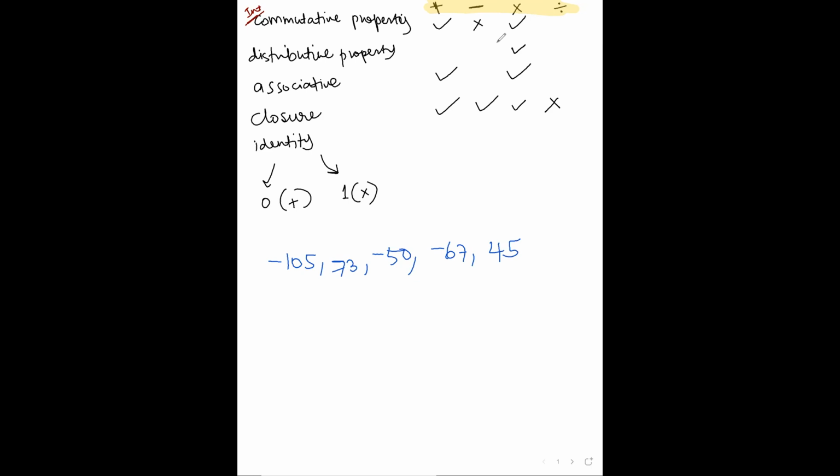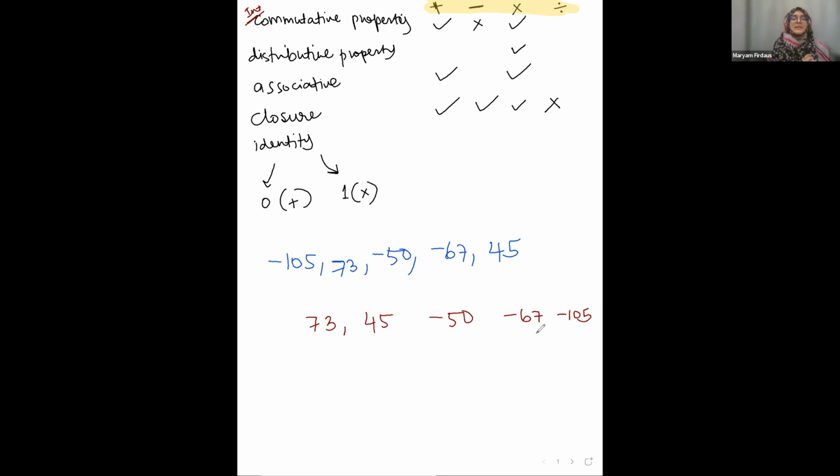73, then 45, then minus 50, then minus 67, and then minus 105. Okay. Hiba, what does ascending order mean?